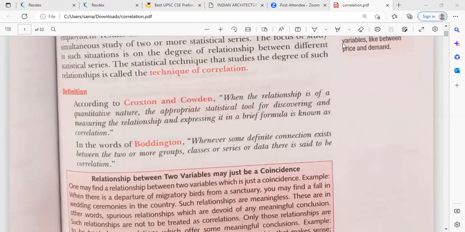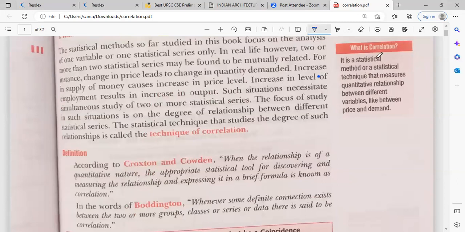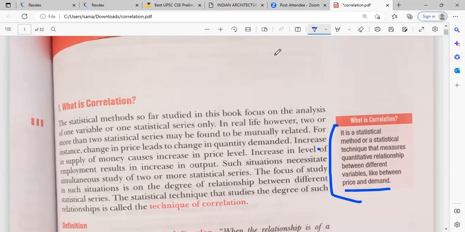Correlation is nothing. It's a relationship. So what is correlation? It is a statistical technique that measures the quantitative relationship between different variables, like price and demand. What is the relationship between price and demand? That is a correlation. So firstly, you will write the chapter Correlation and what is correlation, this definition.